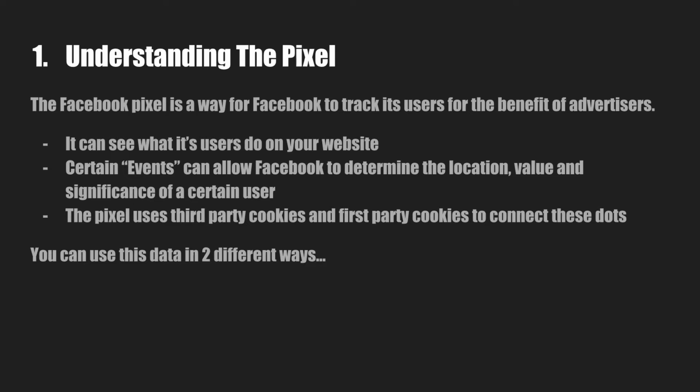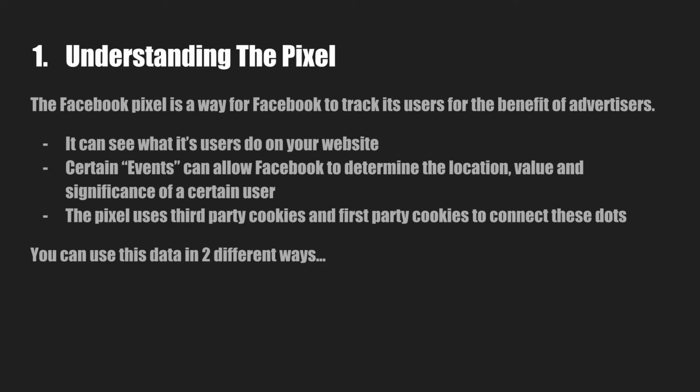Certain events, that's what they're called, allow Facebook to determine the location, value, and significance of a certain user. I don't mean location in the world, I mean location on your website, like what page are they on? And also value, like if that user gave you money, it can determine how much money they gave you. And also the significance of a certain user, like how important are they? Are they just hopping on your site and leaving? Are they staying on it for a while, engaging with your content, filling out a contact form? So it can track all these things.